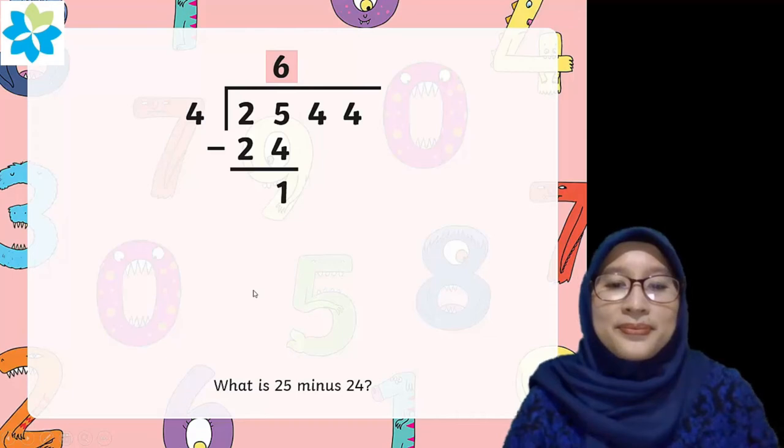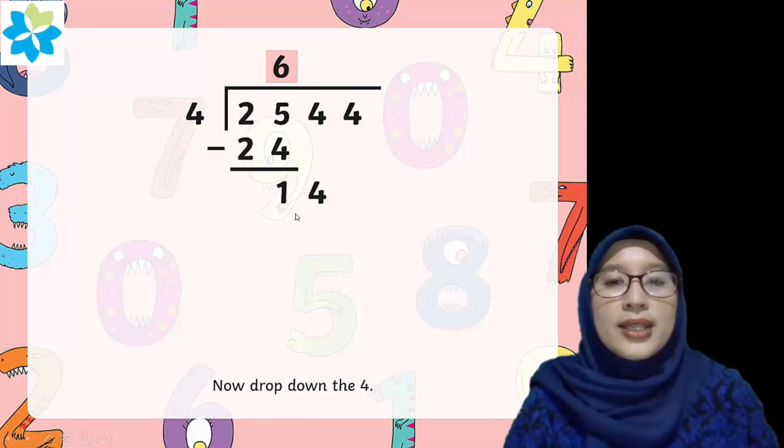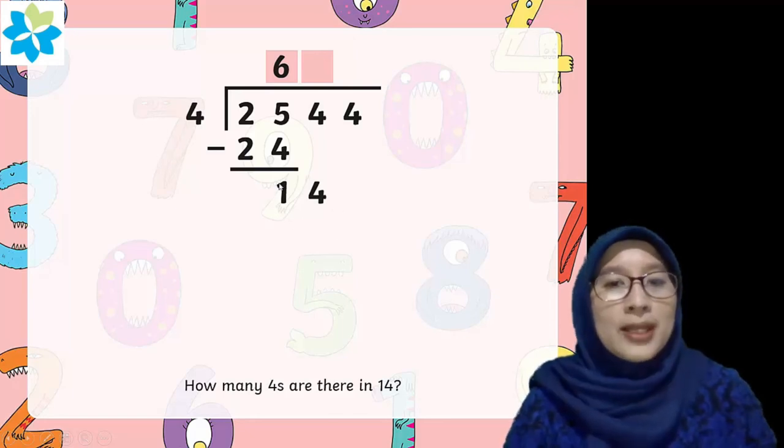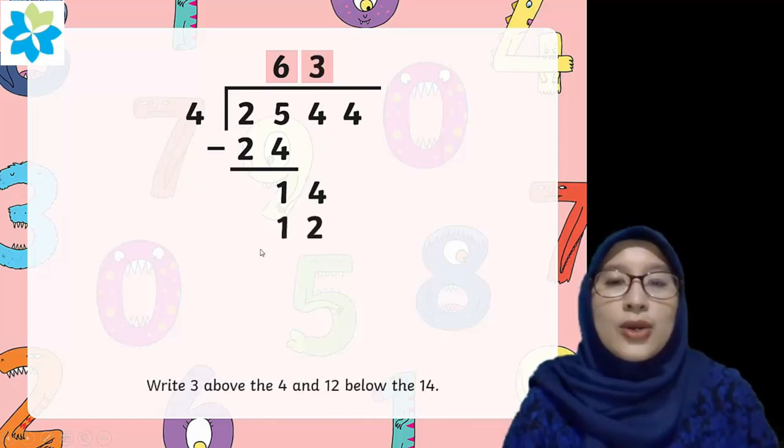Okay, and then now drop 4 beside the 1. Kita letakkan 4 di sampingnya si angka 1 sisa tadi. And then let's start to count how many 4s are there in 14. Okay, kalau 14 dibagi 4 atau kita butuh berapa kali 4 untuk mendapatkan 14. Okay, karena tidak bisa tepat membaginya, so we use the nearest, yang terdekat. Okay, yang terdekat adalah 3, right?